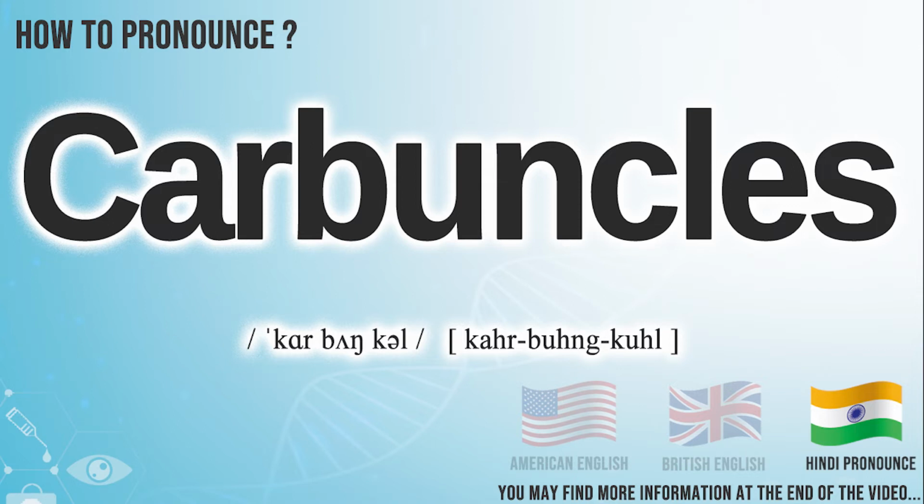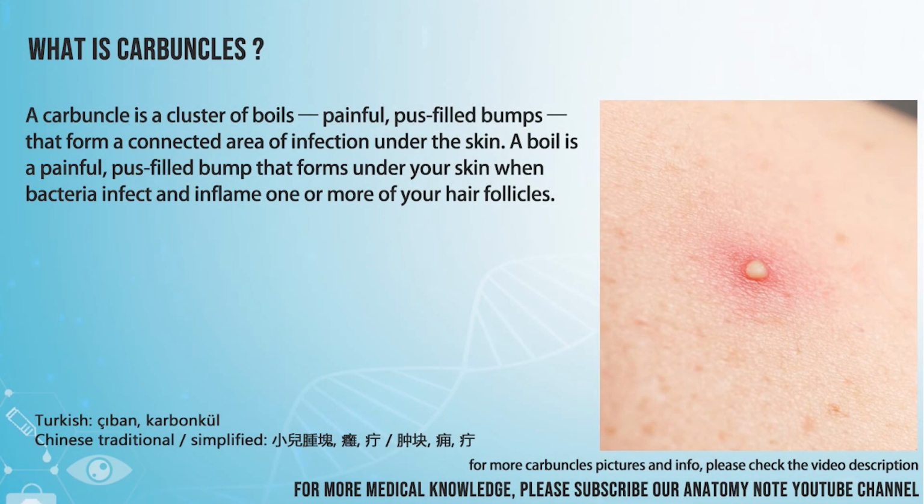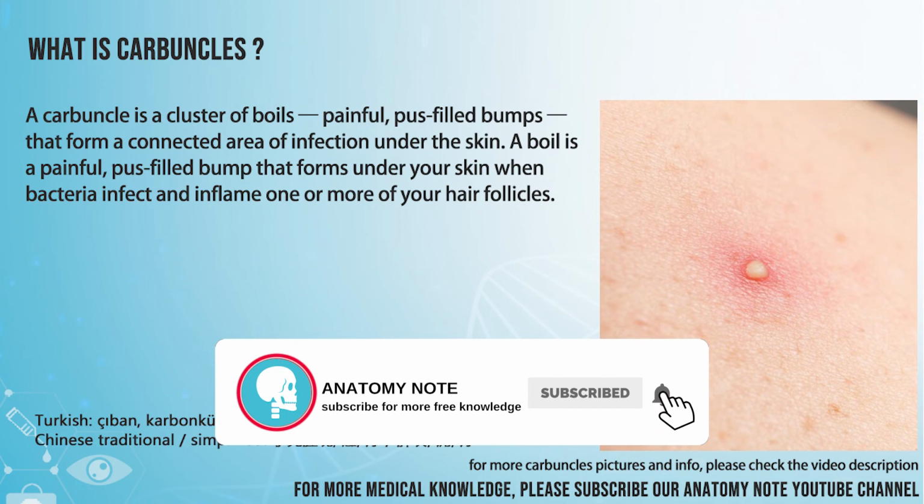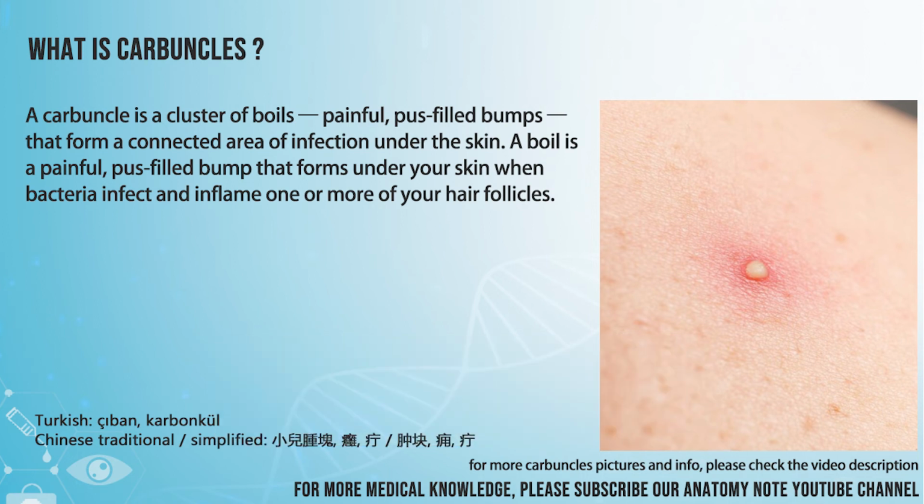A carbuncle is a cluster of boils, painful, pus-filled bumps, that form a connected area of infection under the skin. A boil is a painful, pus-filled bump that forms under your skin when bacteria infect and inflame one or more of your hair follicles.